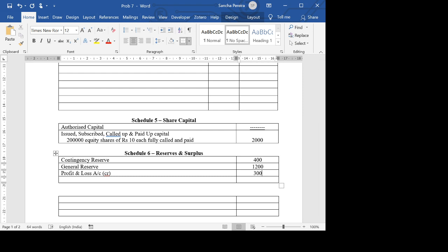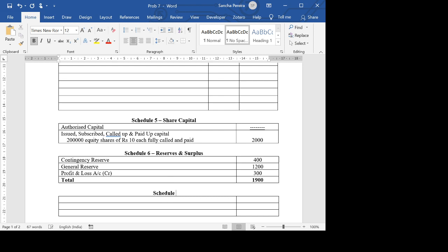Now we have another item called investment reserve. I told you investment reserve is not taken in reserves and surplus, but it is adjusted in this so-called fair value change account. So don't confuse it here. I will explain what this investment reserve is when we are doing that fair value change account. So the total here is 400 plus 1,200 plus 300, which is 1,900. Next we come to schedule 7.